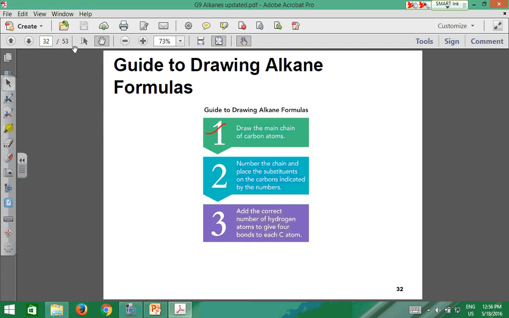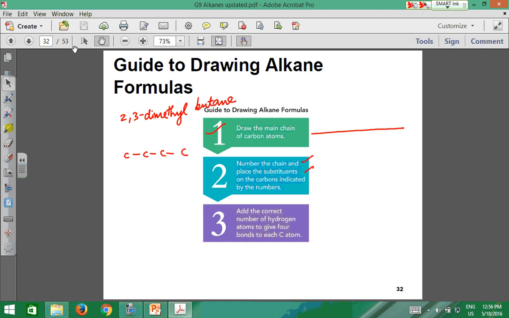First rule is draw the main chain of carbon. Second one is number the chain and place the substituents on the carbon, indicated by the number, and add the correct number of hydrogen atoms. Like if there is a formula, how can you write the structure for that formula? For example, I have got 2, 3 dimethyl butane. So they say butane, so 4 carbons, easy, 4 carbons.